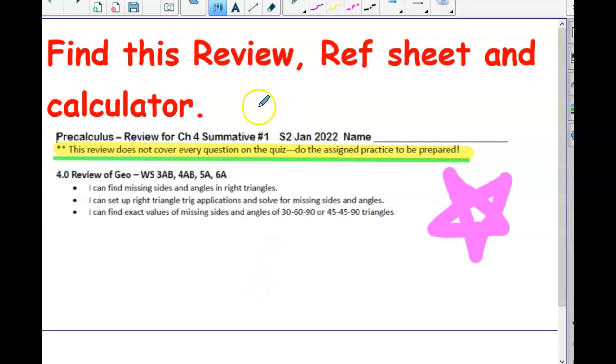Again, we are reviewing for summative number 1. The homework check is due tomorrow. The questions I am most worried about on the quiz, I put on the review, but everything is not on here, okay? So you need to have done the practice.